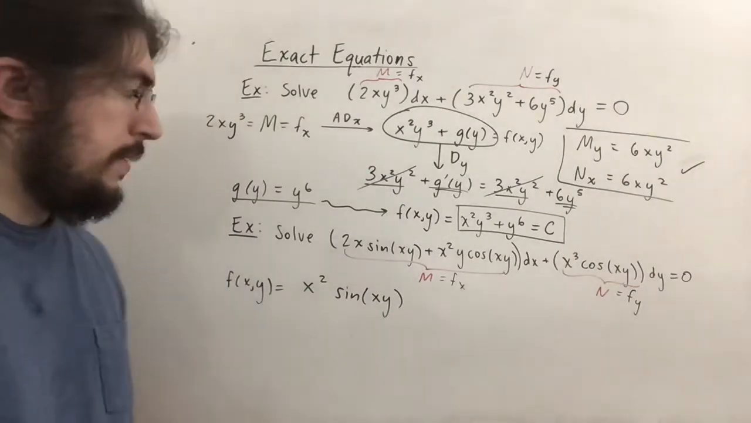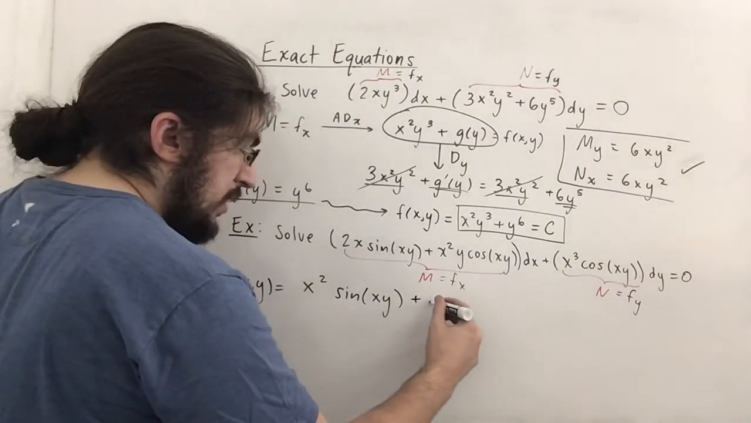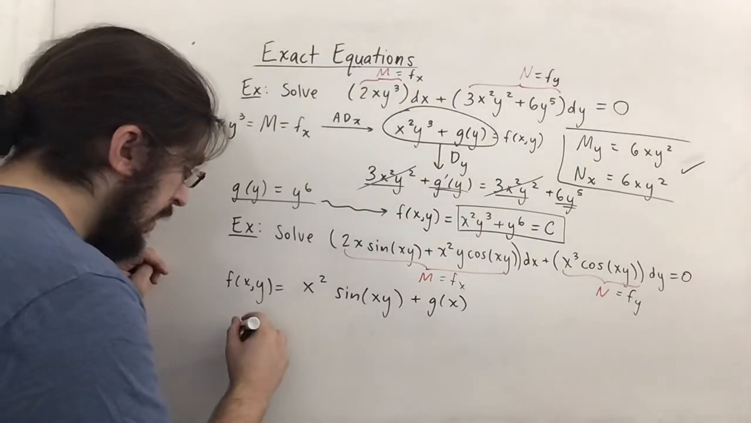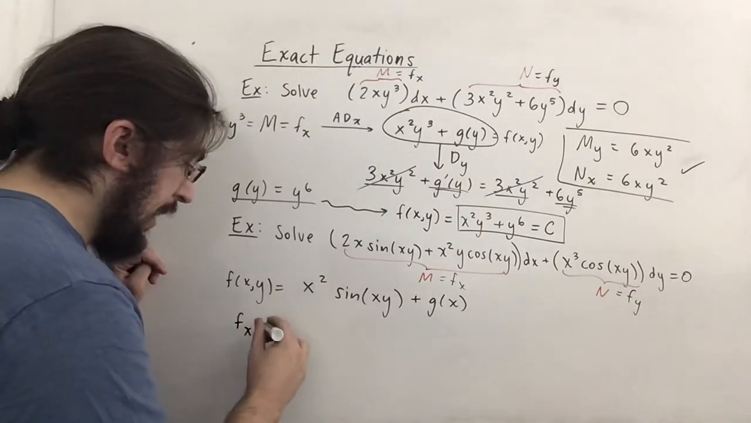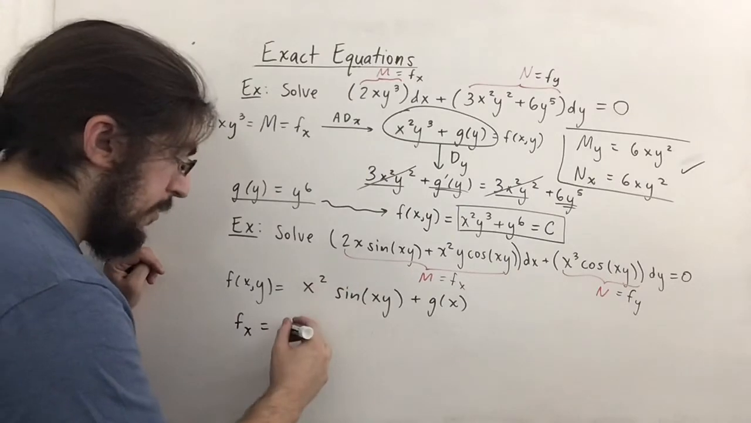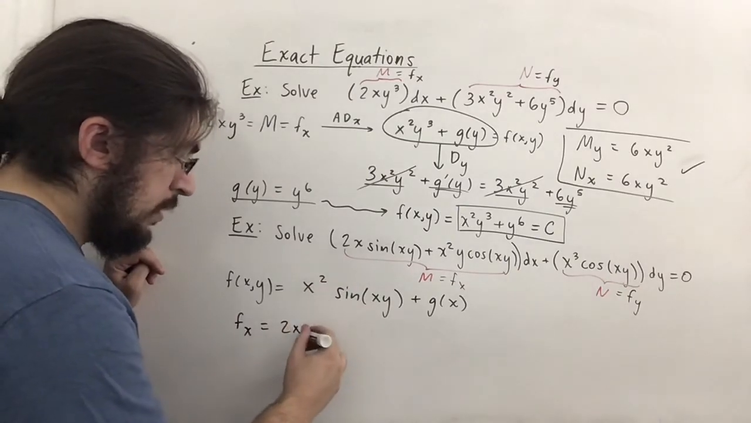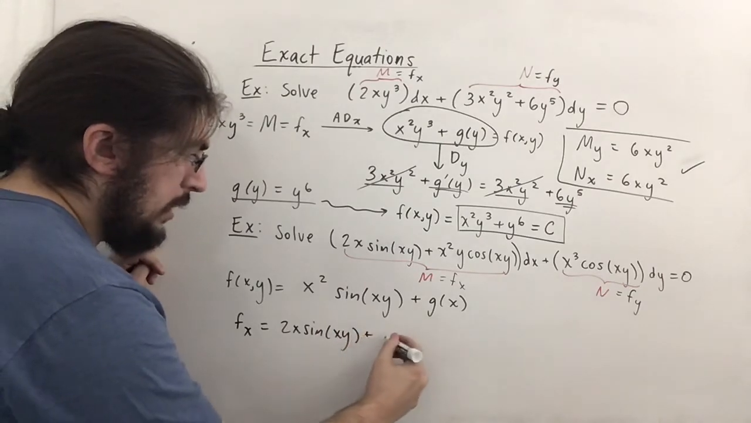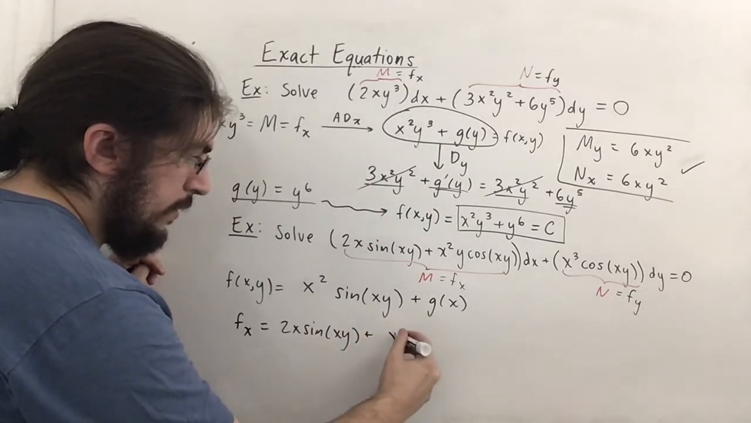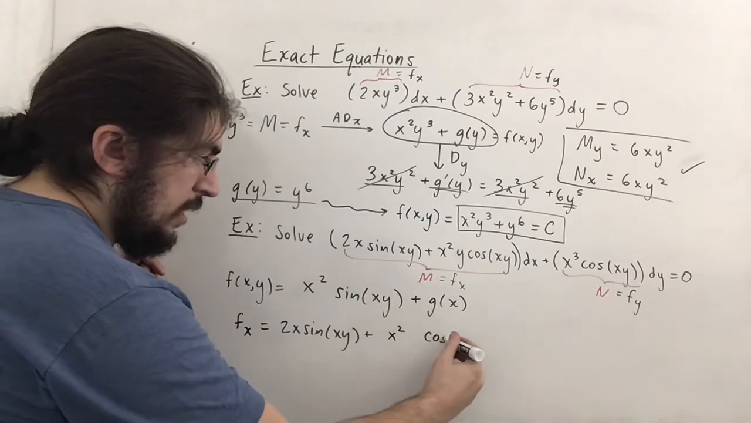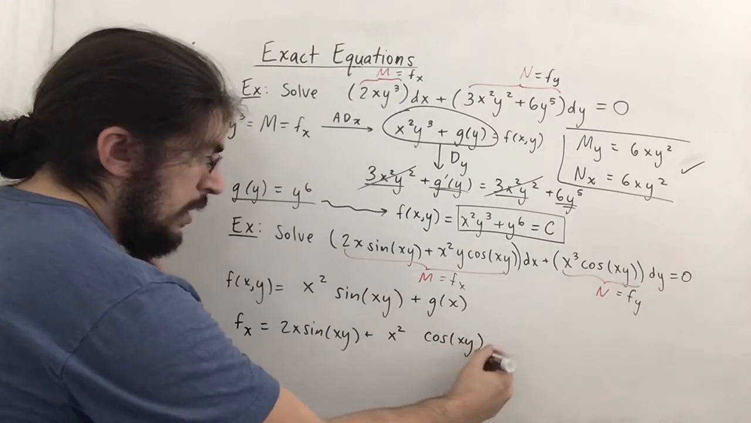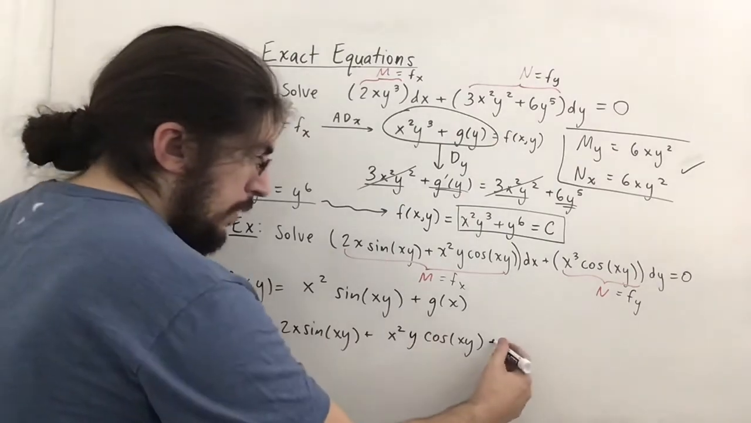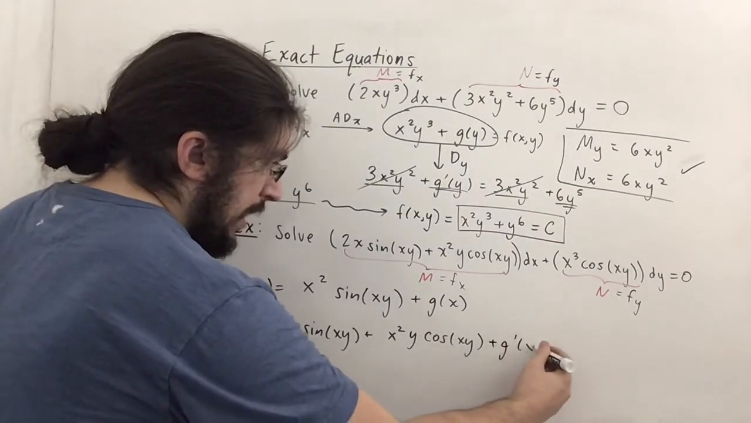It's exactly that. But now we have plus a function, let's call it g, purely of x. Now taking the derivative of this with respect to x, by product rule here, we get derivative of the first times regular of the second, plus regular of the first, x squared, times derivative of the second, cosine of xy, but by chain rule, derivative of xy with respect to x, drop the x, you just get y, plus g prime of x.